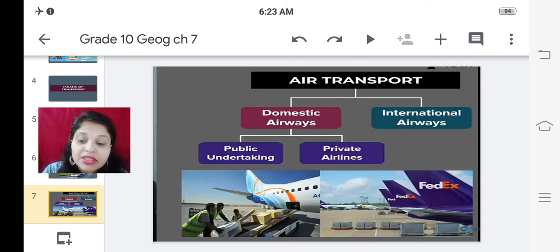Public airways means these airways are run by the government, like Air India, right? And private airways means any private company has started that domestic airways. Okay, it is private, it doesn't come under the government sector, public sector. Then the other means of air transport is international air transport, of course, from one country to another. If you are interested in traveling from Delhi to Canada, Delhi to whichever other country, US, UK, like that, so you have to take international airways.